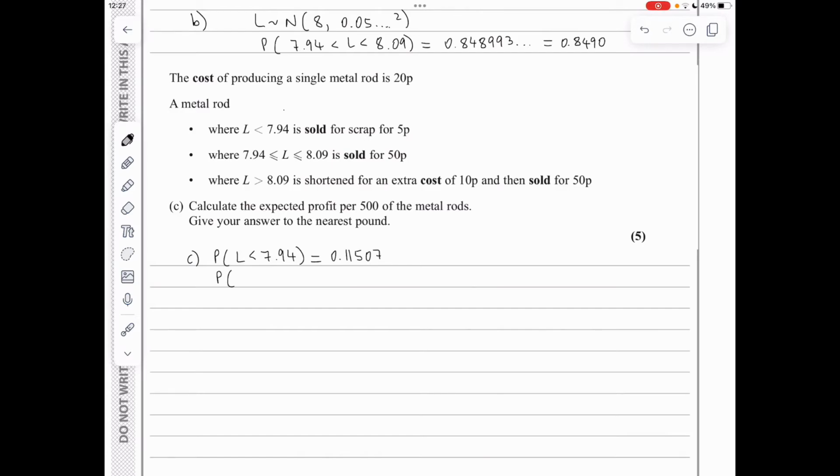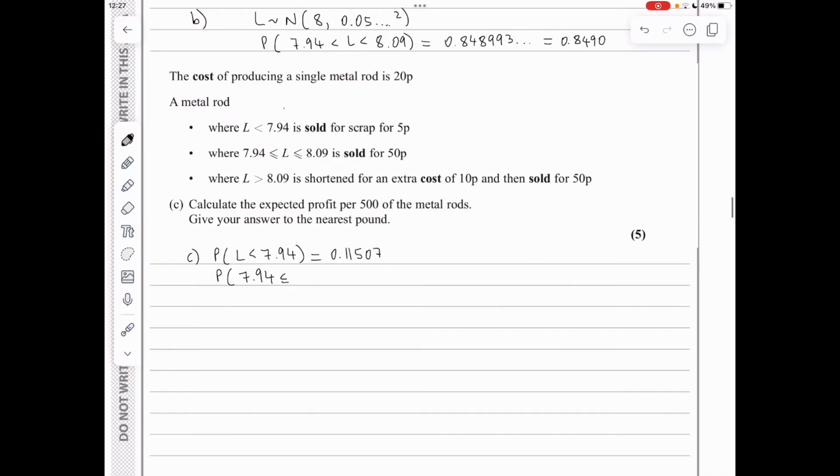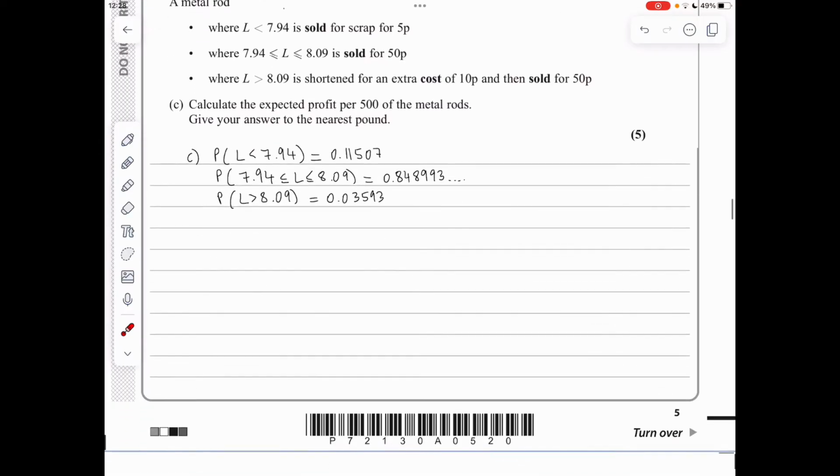The probability of being between 7.94 and 8.09 is what we have just found to be 0.848993... And the probability of L greater than 8.09 turns out to be 0.03593. We can always check that these three numbers are indeed adding up to 1 because they cover all possibilities. And then based on these probabilities, we can proceed in finding the expected profit.